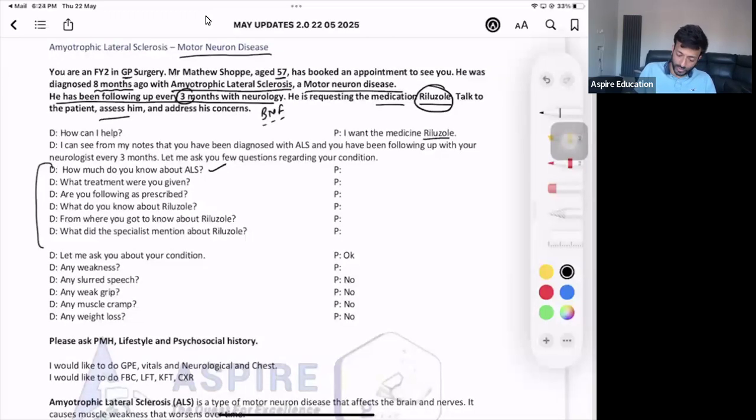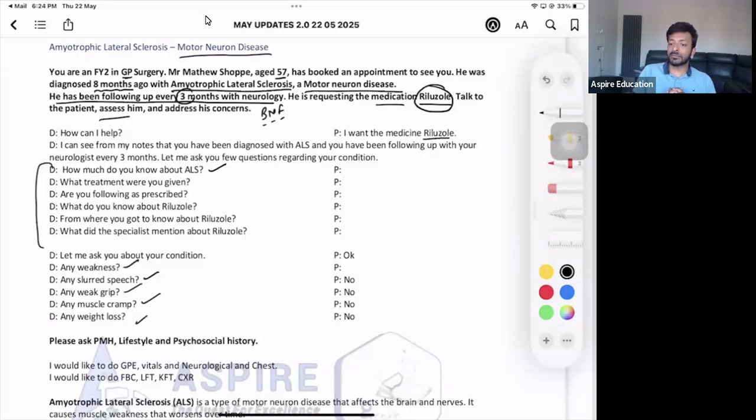Now the patient has got motor neuron disease, so I would like you to ask some questions about motor neuron disease as well. For example, how's your speech, any weakness in any part of the body, any weak grip, muscle cramp. So all those questions you can ask.